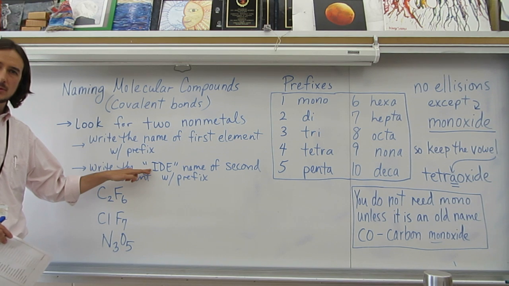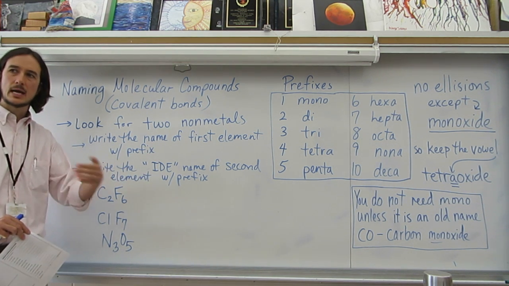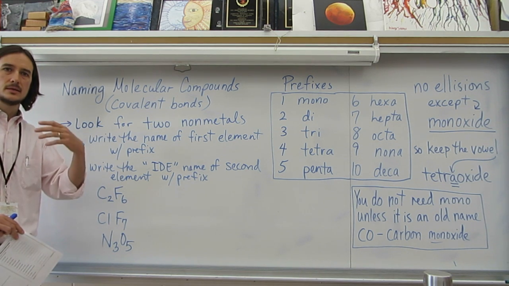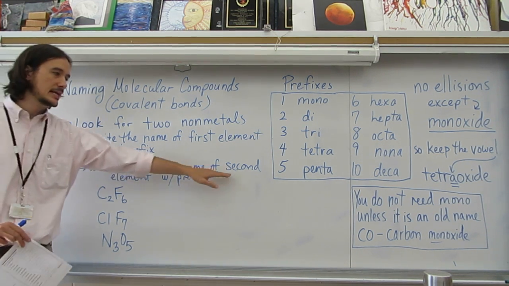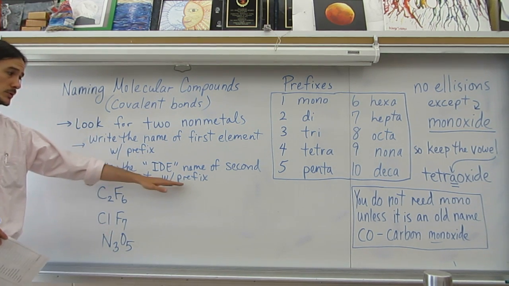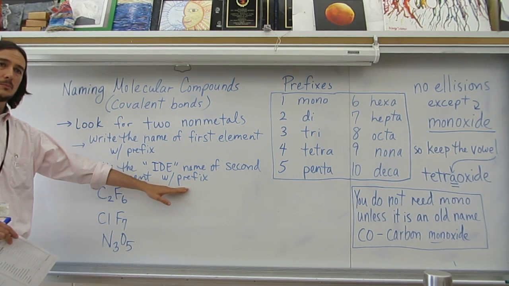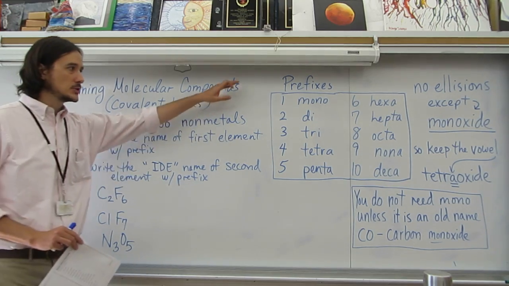So maybe you looked at this before, right? Chlorine becomes chloride. Oxygen becomes oxide. Nitrogen, nitride. So you write the IDE name for the second element, along with the prefix telling you how many of those atoms there are. So these are the prefixes.